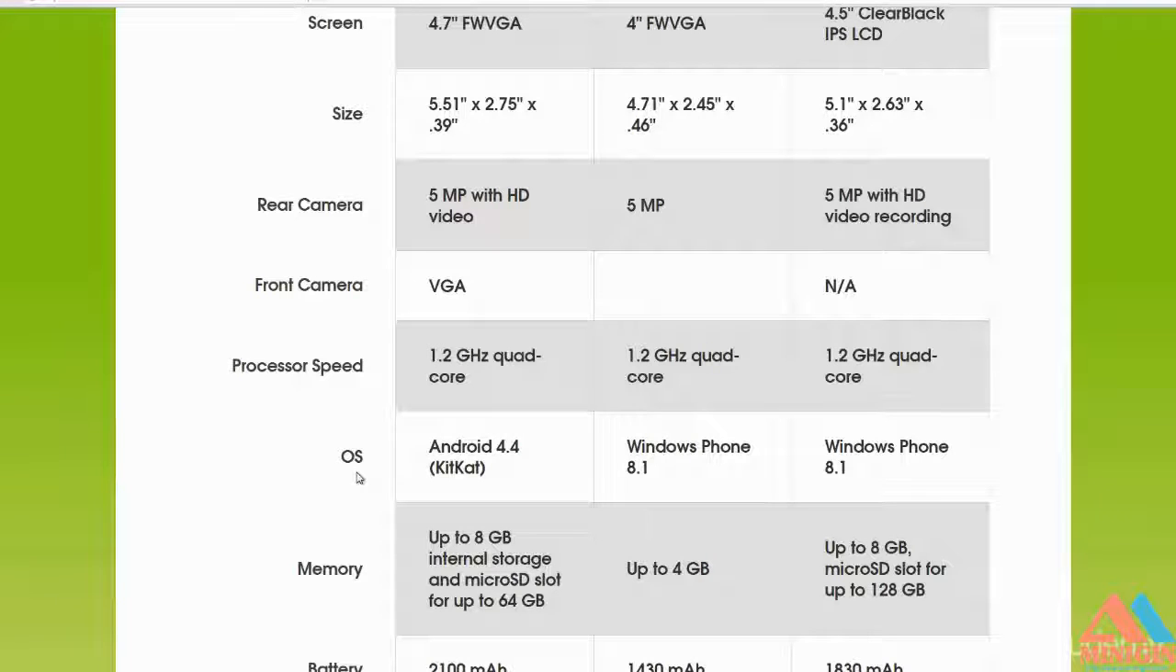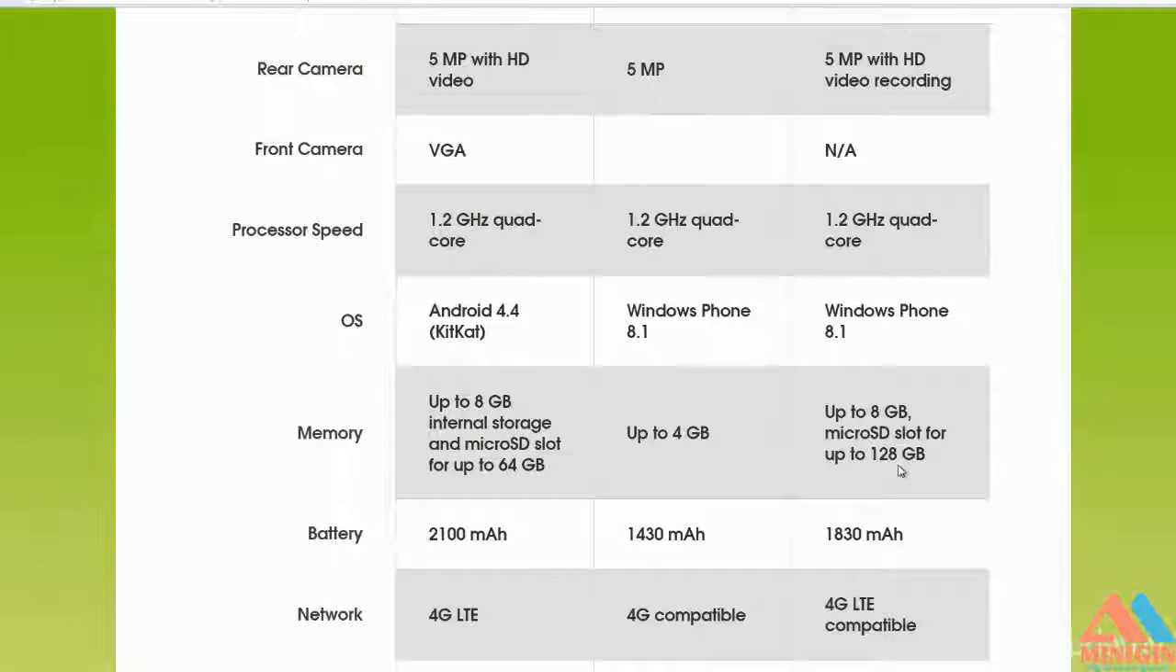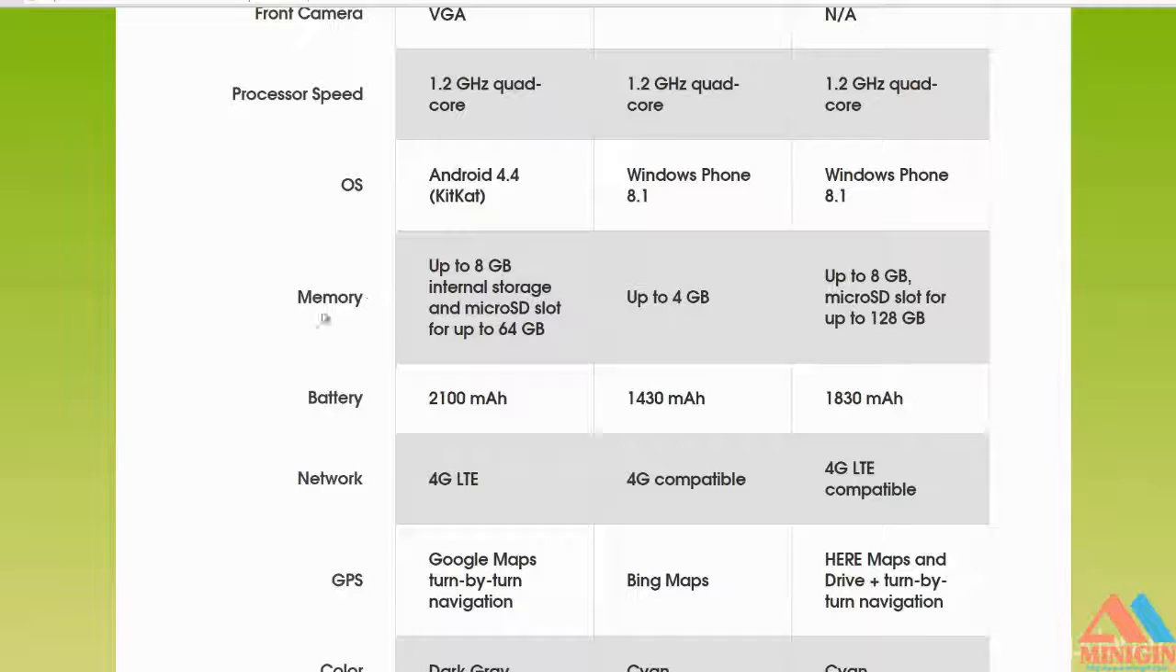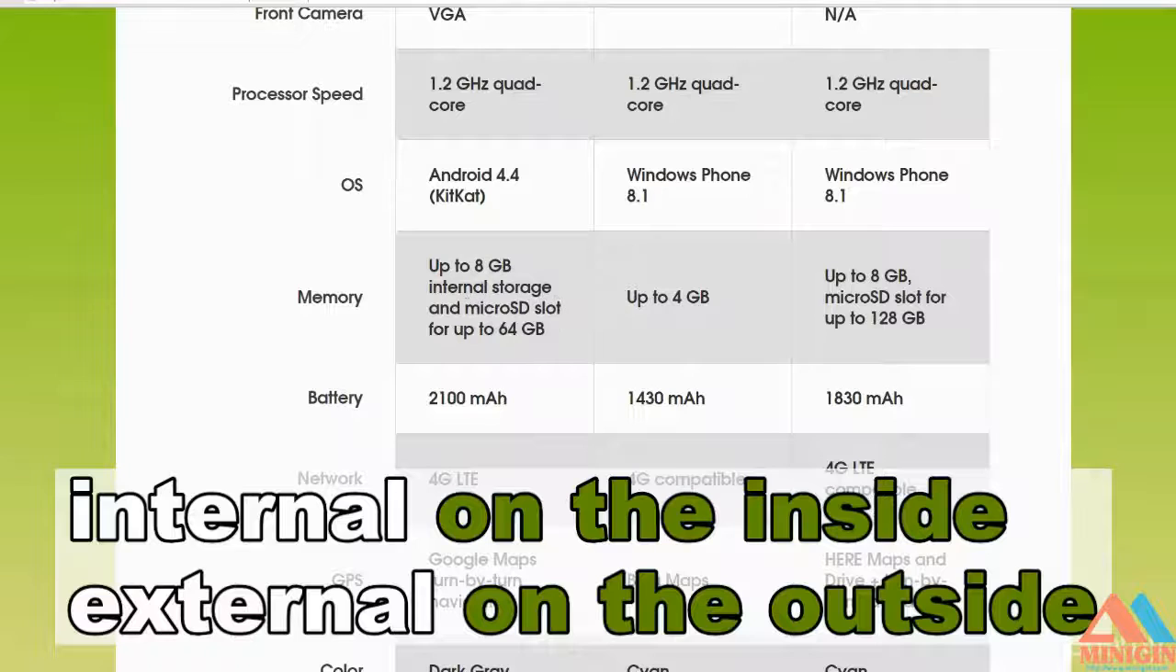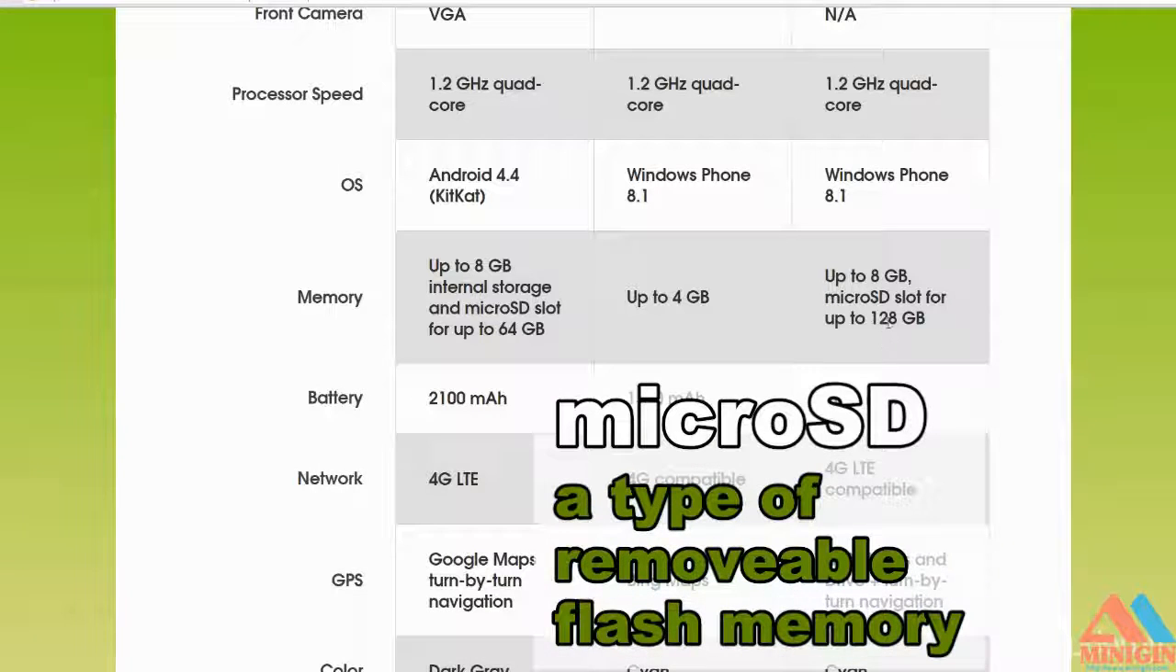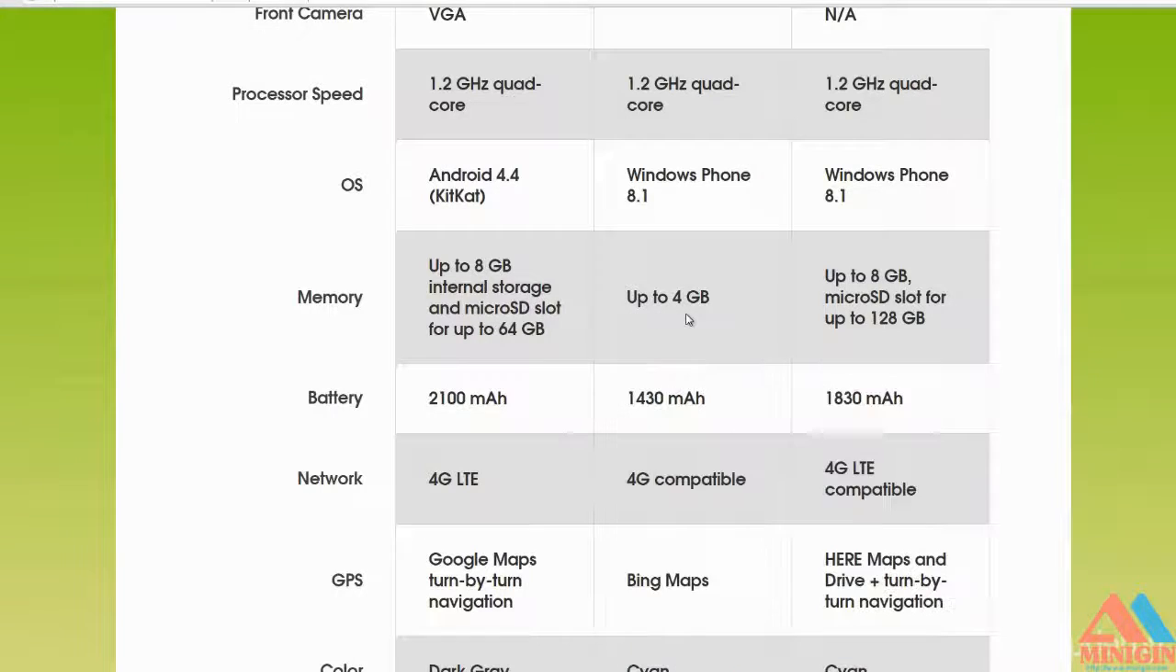And then the OS, as we talked about before, the operating system is an Android here, and these are both Windows phones. The memory in the first phone is 8 gigabytes internal storage, and you can also put in a micro SD card for an additional 64 gigabytes. This does the same thing, but you can put in a micro SD for up to 128 gigabytes. And then this middle phone is just a simple 4 gigabytes of memory. It does not have a lot of memory.